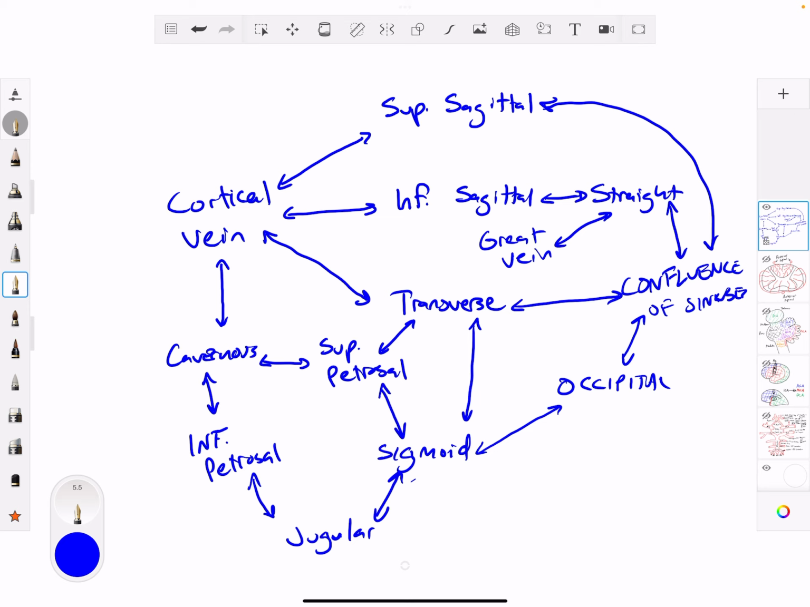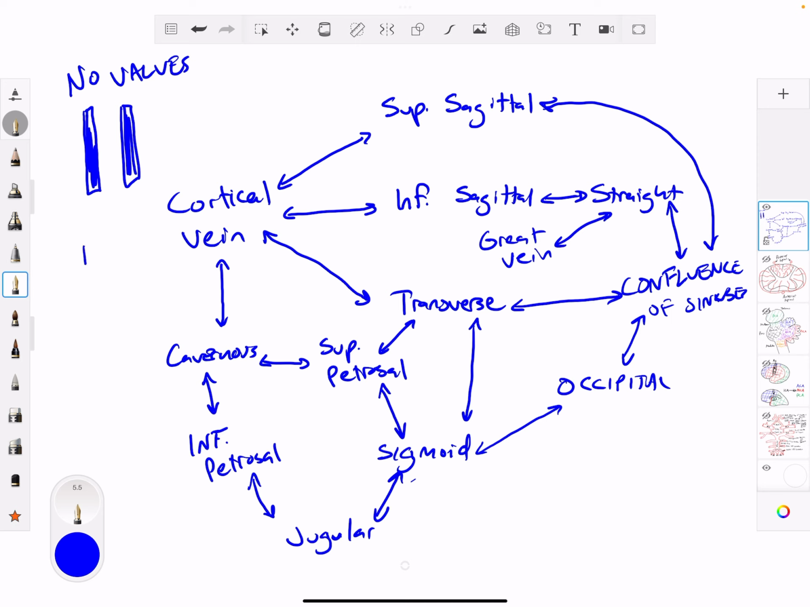So no matter where you are, there's a way of draining the blood. And the whole point is that we will never build up pressure. We've got multiple routes to drain the blood, and the veins over here have no valves. So low resistance drainage in the veins.